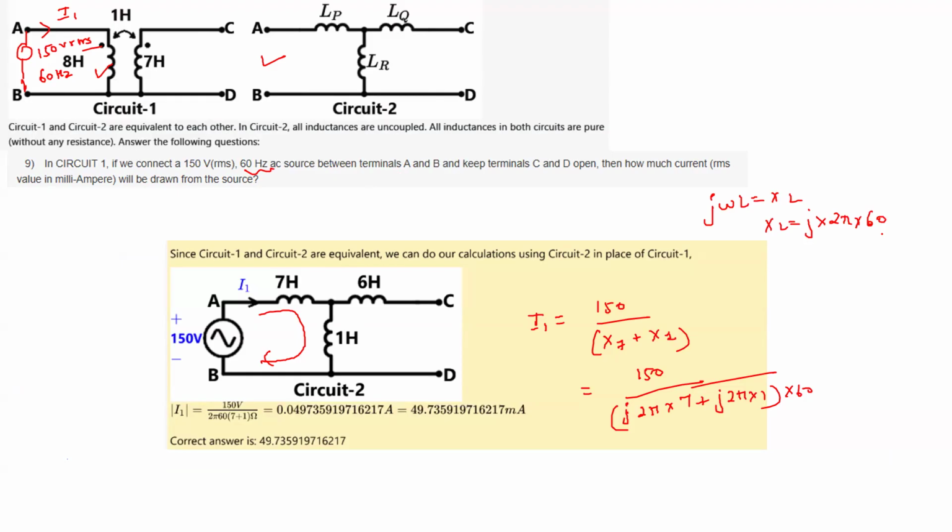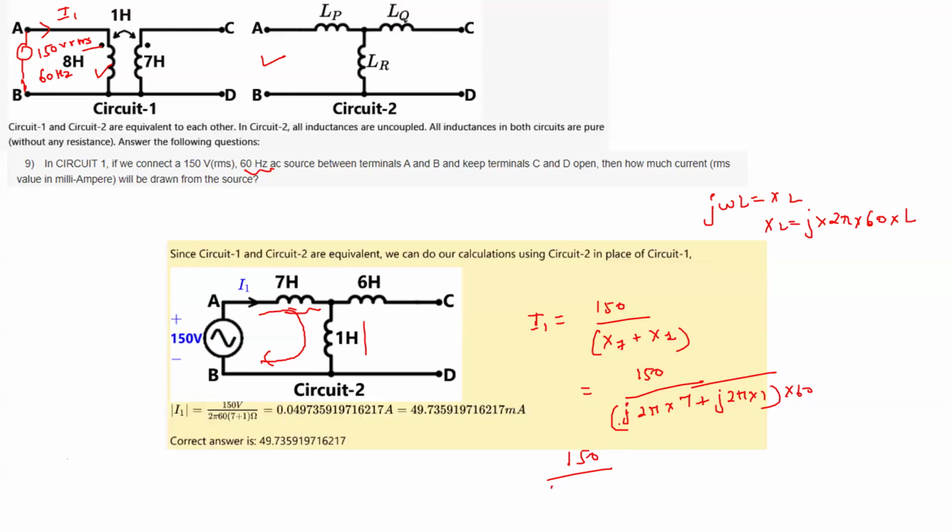Okay, so that is taken by 60, and then the value of inductance. The inductance value was 7 for this inductance, and this is 1 for this inductance. They are asking you to find the RMS current. RMS current means we have to take the magnitude, so we don't need to bother about the J component. You can just take it like this.